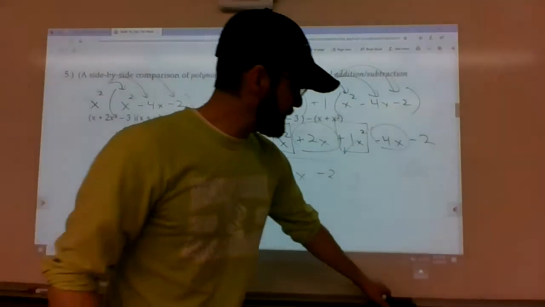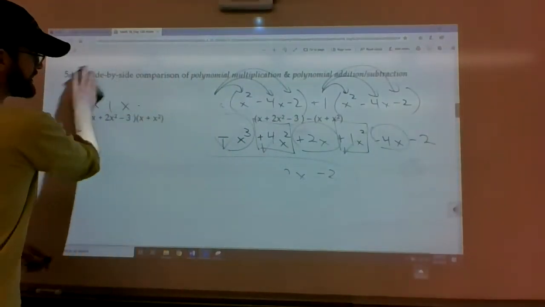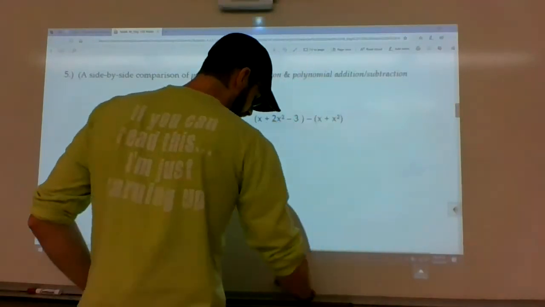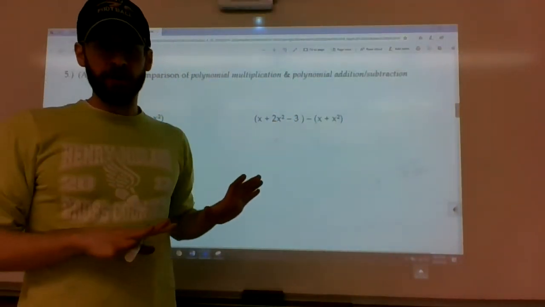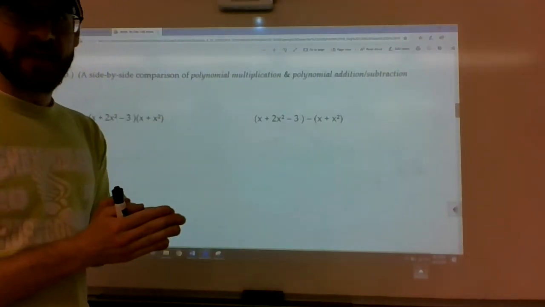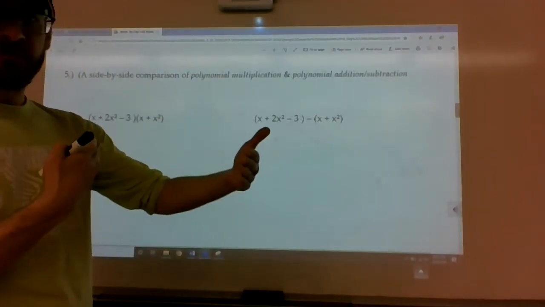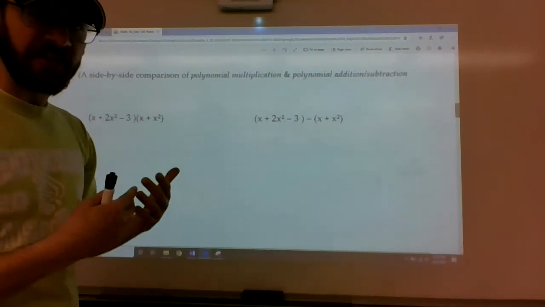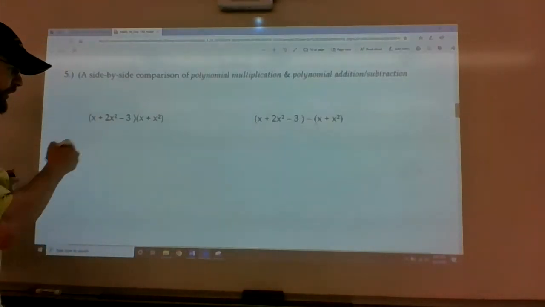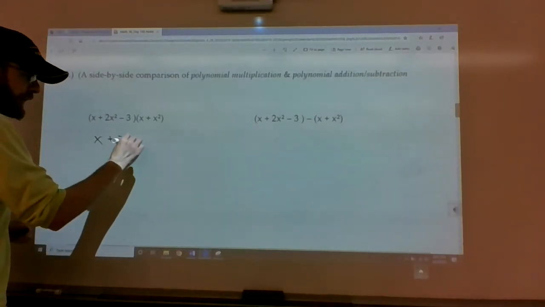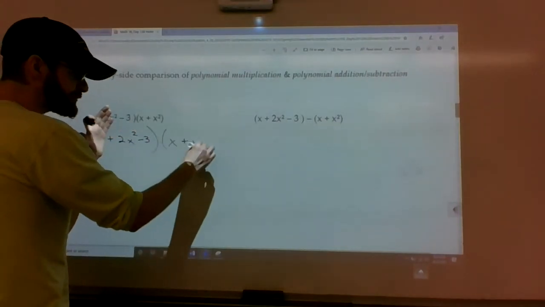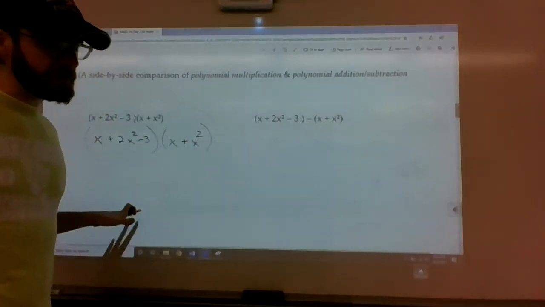All right, last example. I wanted to show you guys a step-by-step comparison of polynomial multiplication versus polynomial addition and subtraction. The reason why I do this is because this is like the most commonly missed thing that I see people make after doing 2 or 3 weeks of a chapter. They test on it, and this seems to be a bug in their understanding. So, if you notice, this is x plus 2x squared minus 3 in parentheses, side by side with x plus x squared, indicating multiplication all the way.